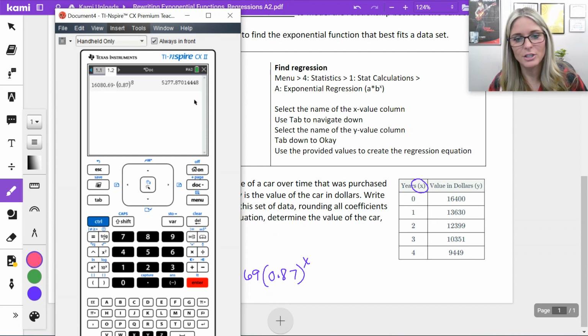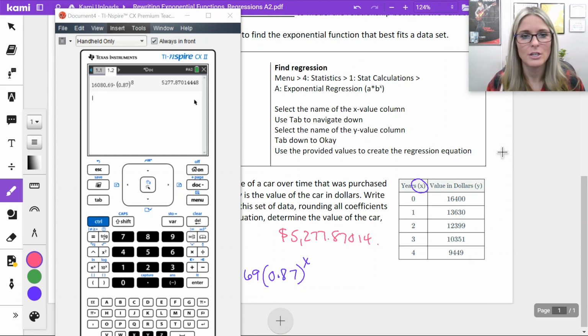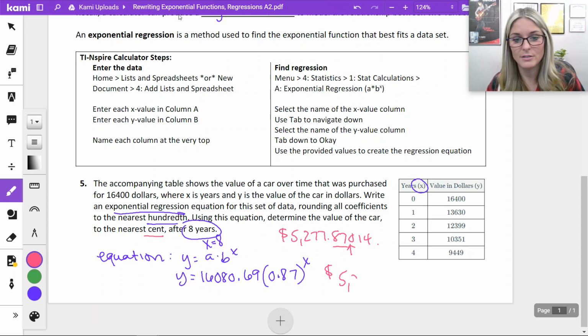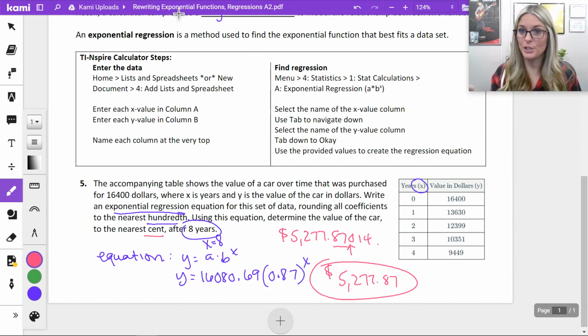Our final value after 8 years is 5,277.8701. I don't remember how we're rounding to the nearest cent. 2 decimal places, so I have a 0. So it says let it rest. So 5,277.87 is the final answer for part 2 after I evaluated with the equation.